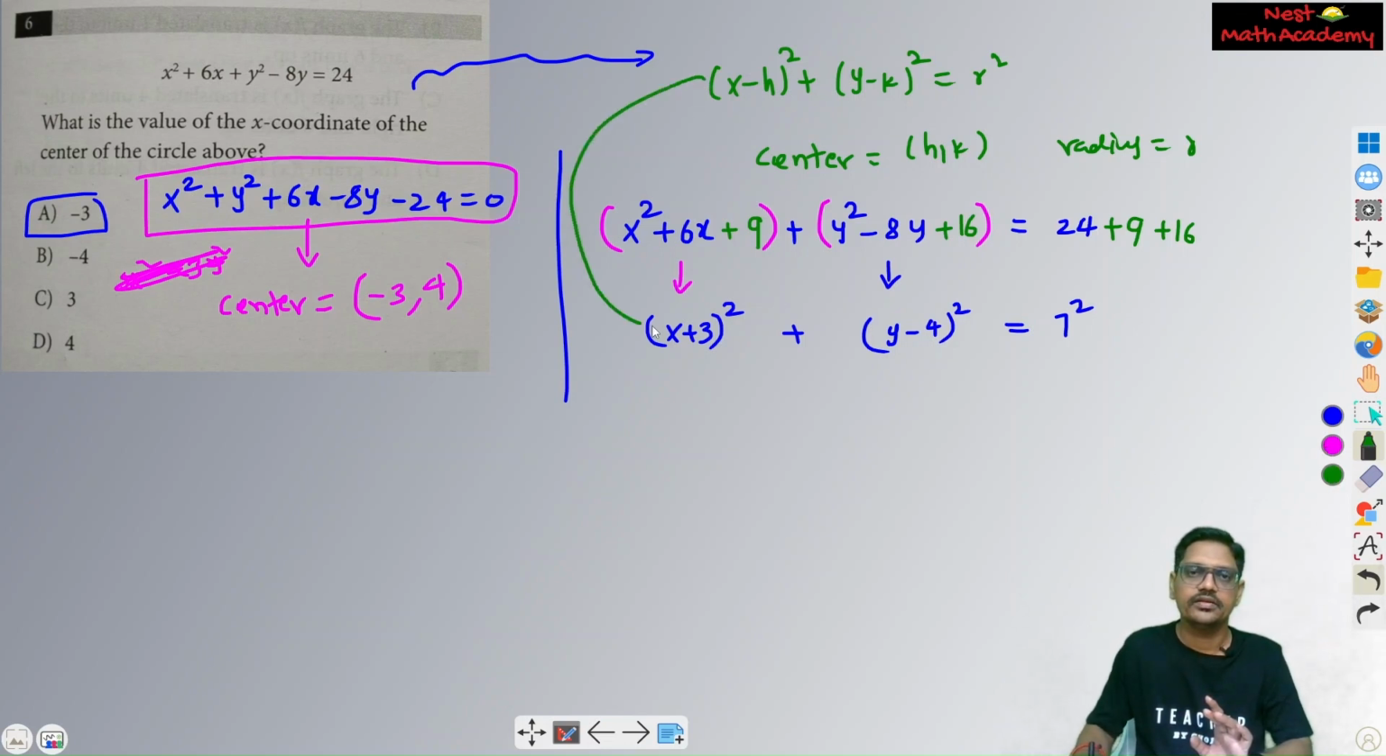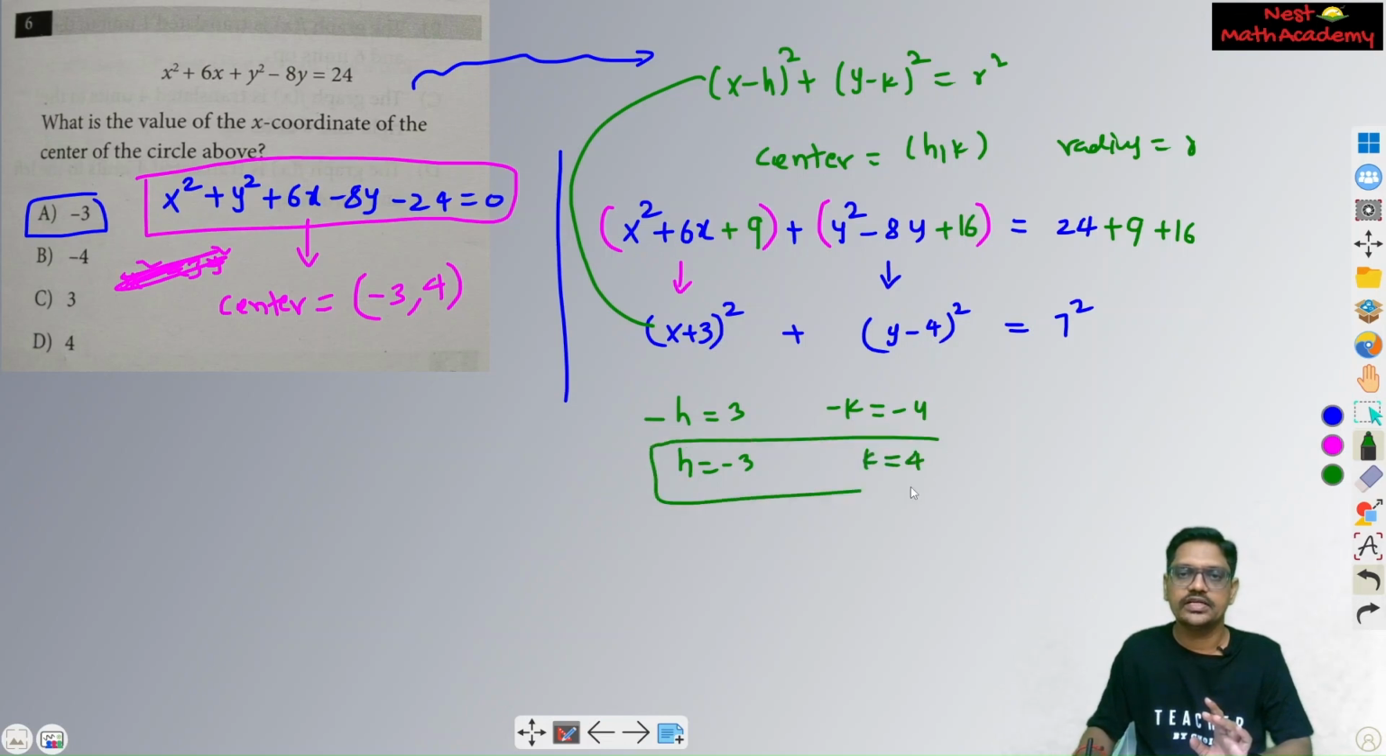Compare this and this. If I compare, negative h here is equal to 3 here, so h is equal to minus 3. Here negative k is equal to negative 4, therefore k is equal to 4. Therefore your center is (negative 3, 4). The x coordinate they are asking for, so negative 3 you can write.